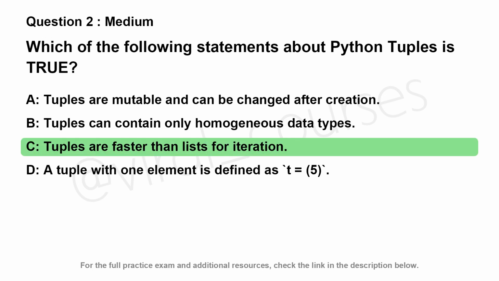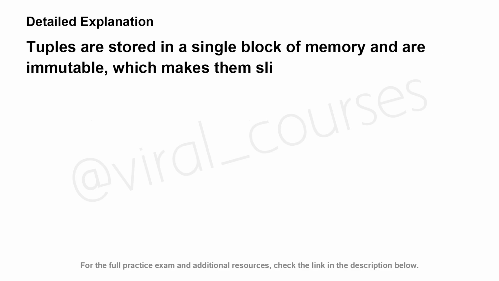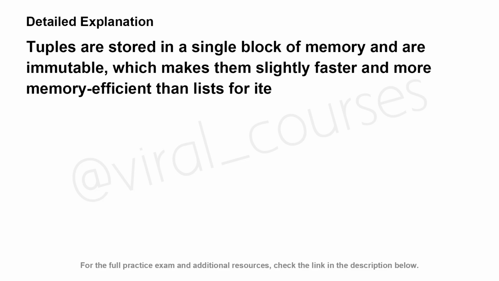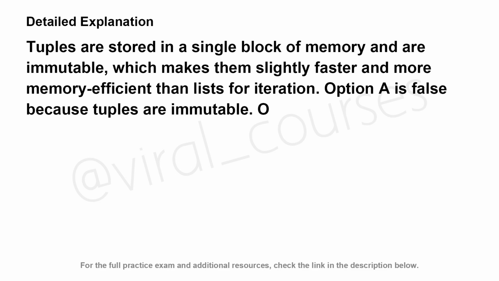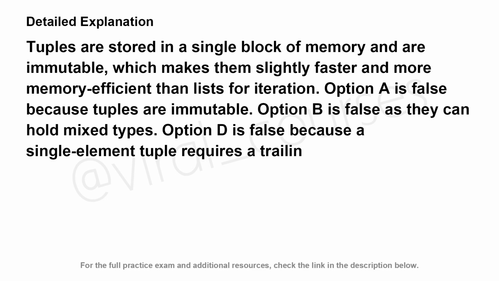The correct answer is C. Tuples are stored in a single block of memory and are immutable, which makes them slightly faster and more memory efficient than lists for iteration. Option A is false because tuples are immutable. Option B is false as they can hold mixed types. Option D is false because a single element tuple requires a trailing comma, like (5,).